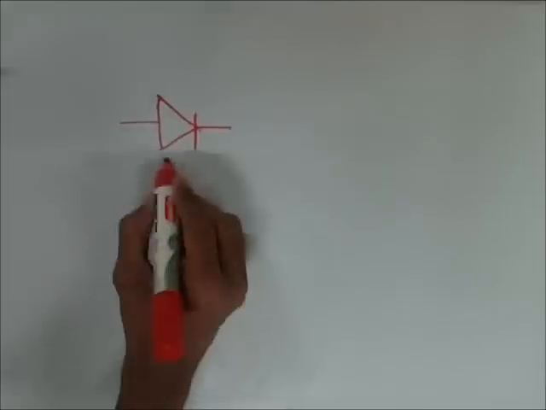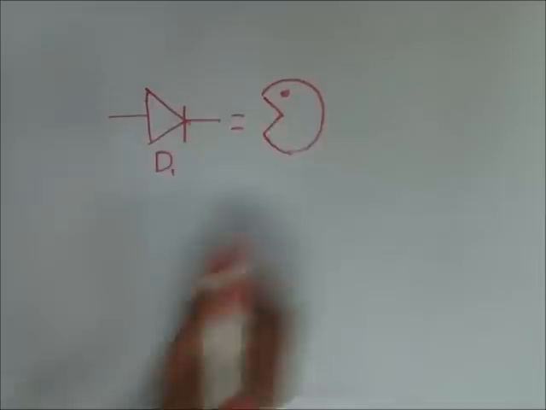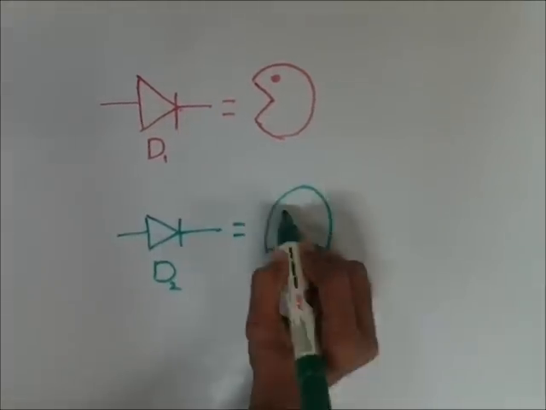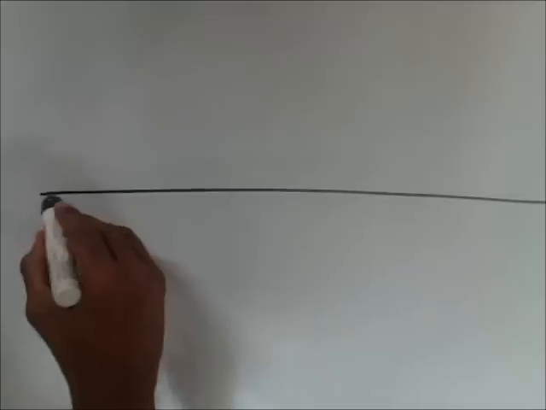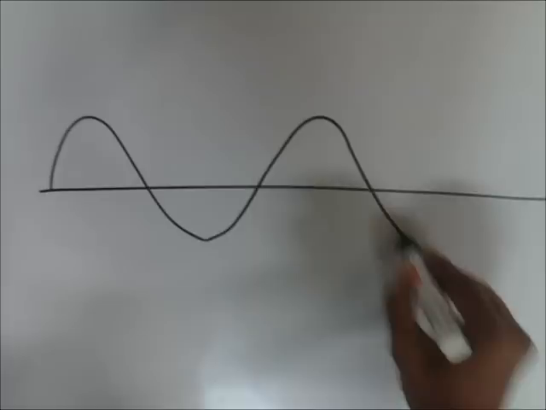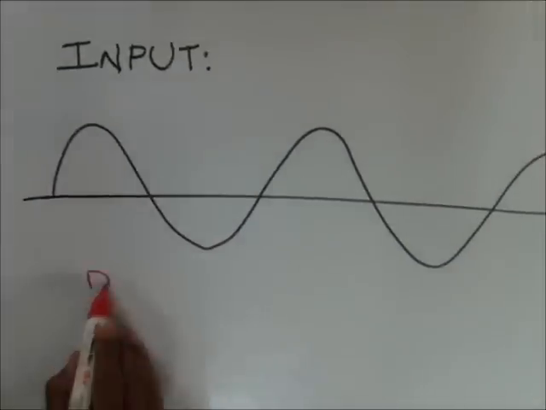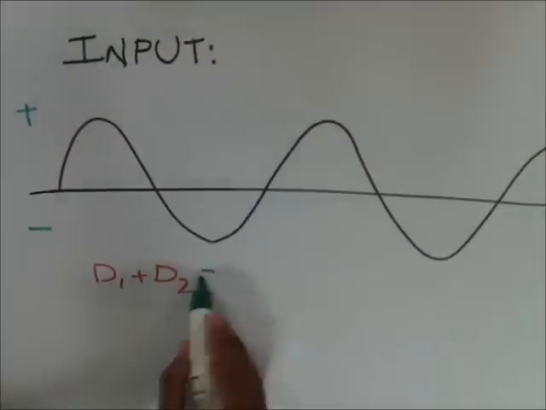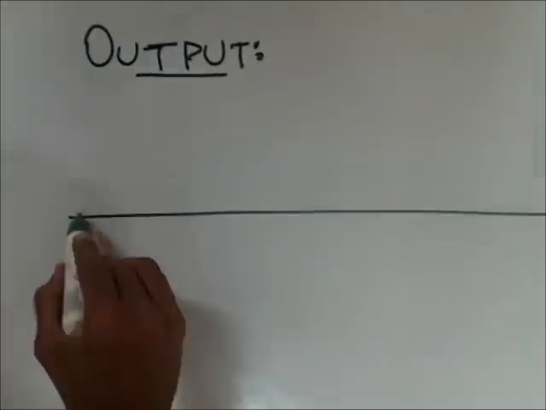During the positive half cycle of the input voltage, diode D1 becomes forward biased and D2 becomes reverse biased. Hence, D1 conducts and D2 remains off. The load current flows through D1 and the voltage drop across RL will be equal to the input voltage.